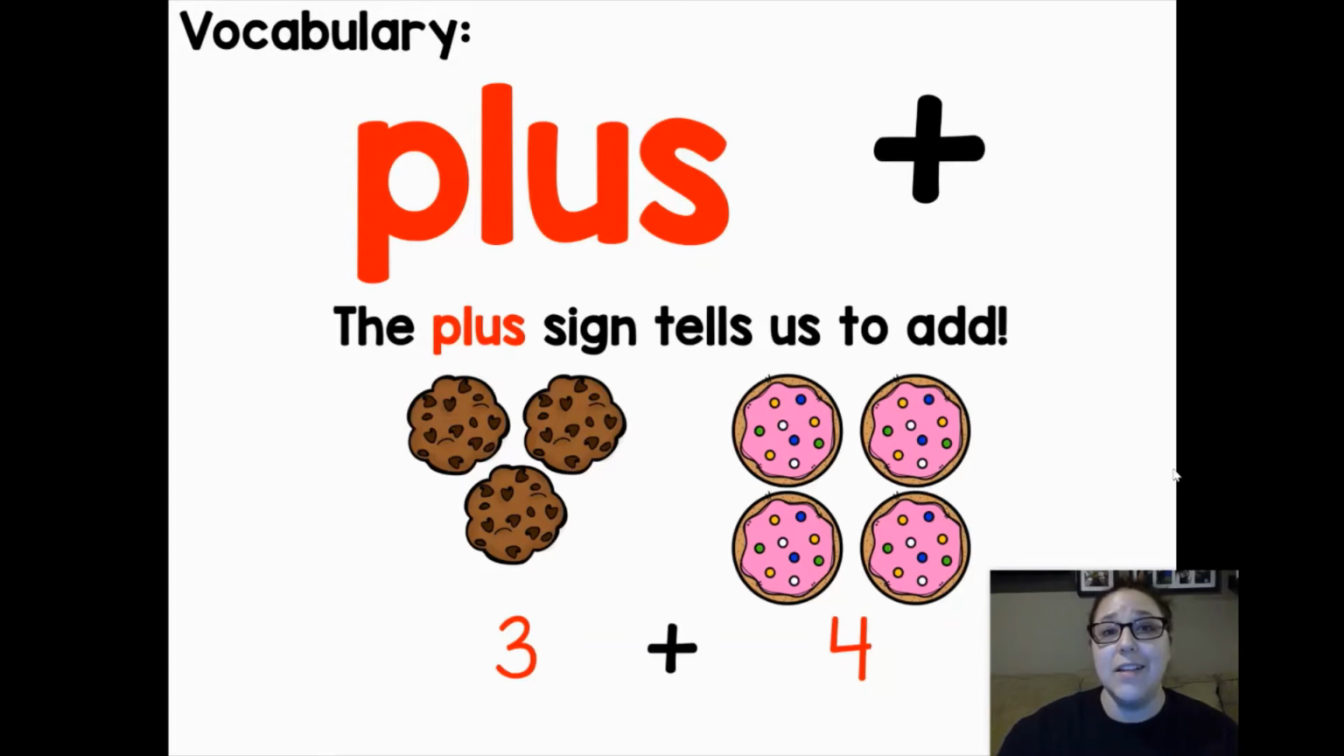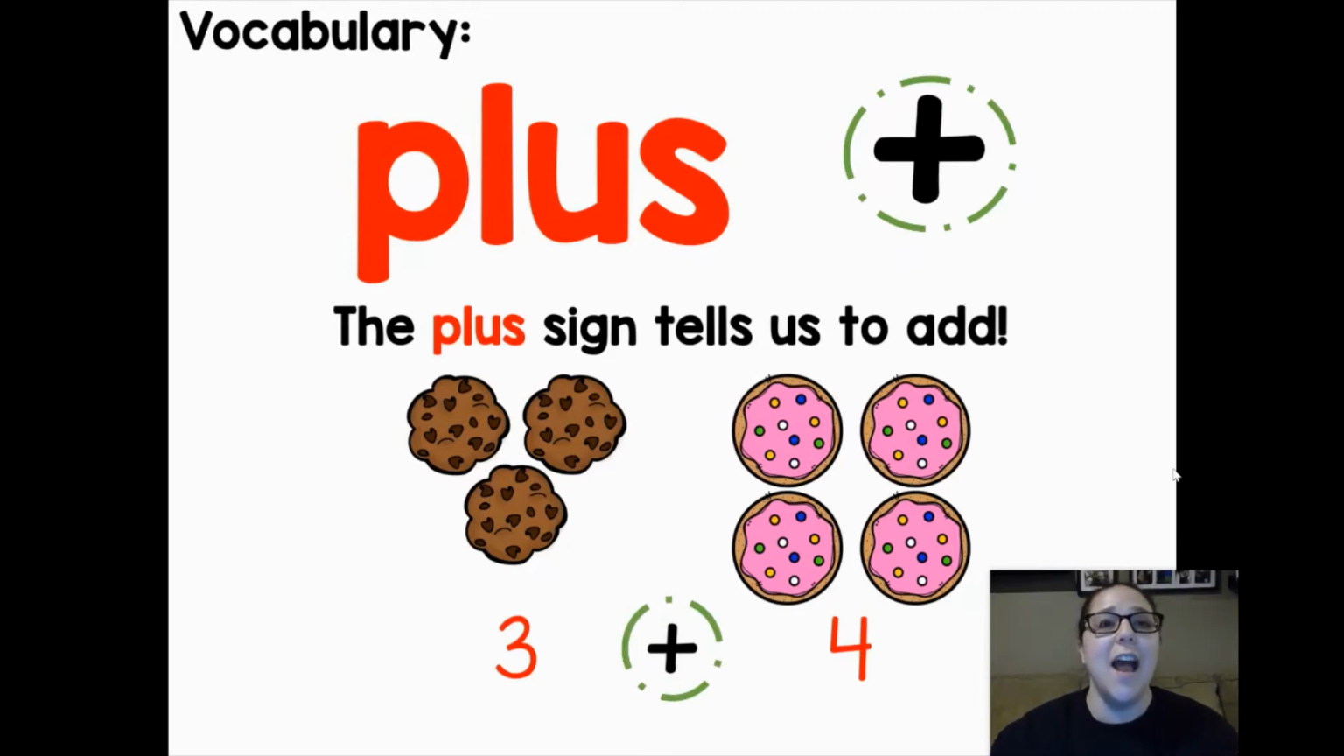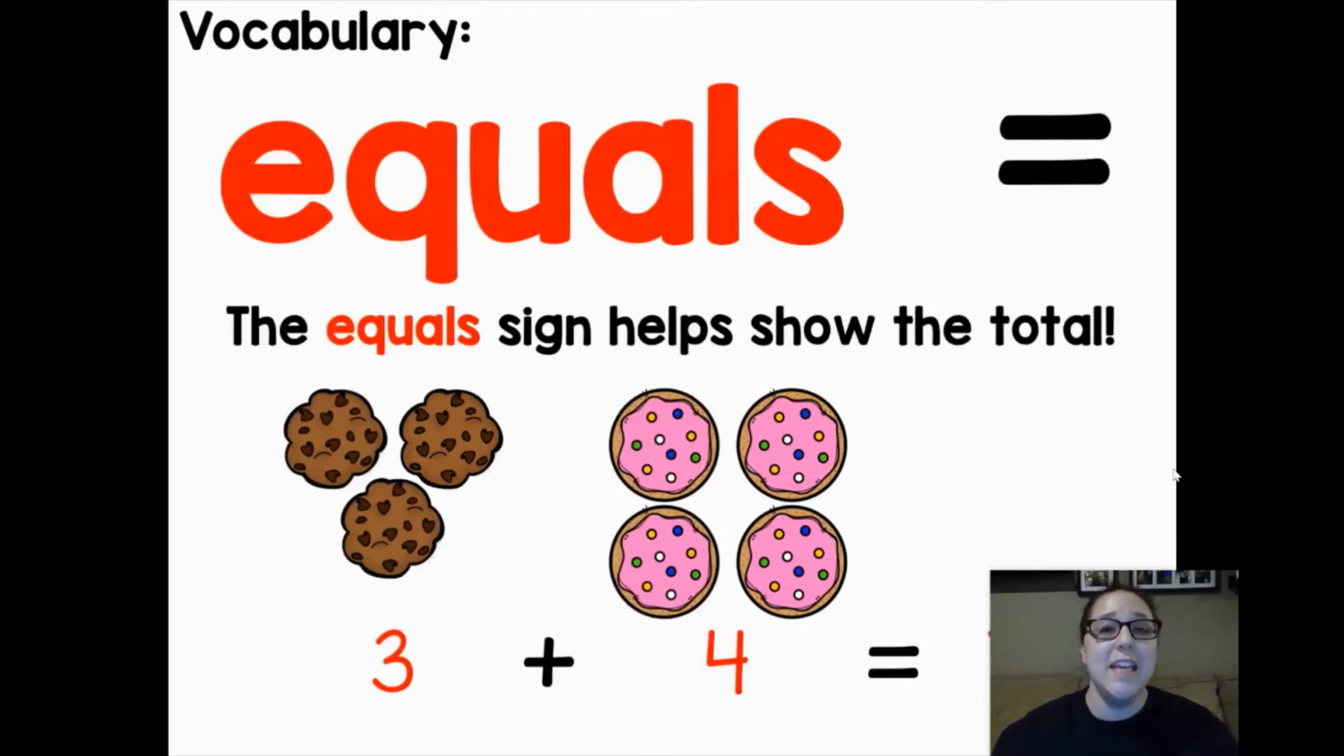Remember, the plus sign looks like this. And when we see it in a number sentence, the plus sign is in the middle of those two numbers, 3 plus 4. The other symbol we look for is the equal sign. The equal sign tells us that we need to figure out the total, how many all together. We always write our answer after the equal sign. 3 plus 4 equals 7. My number 7 is how many altogether, and it comes after the equal sign.